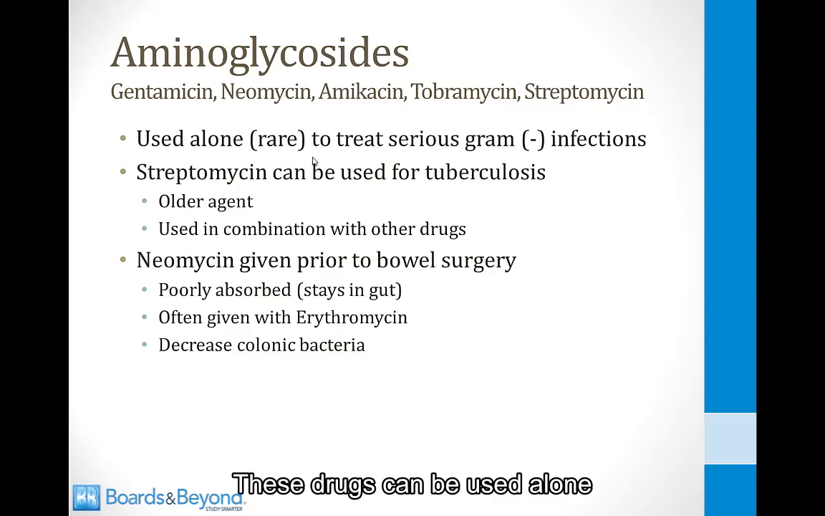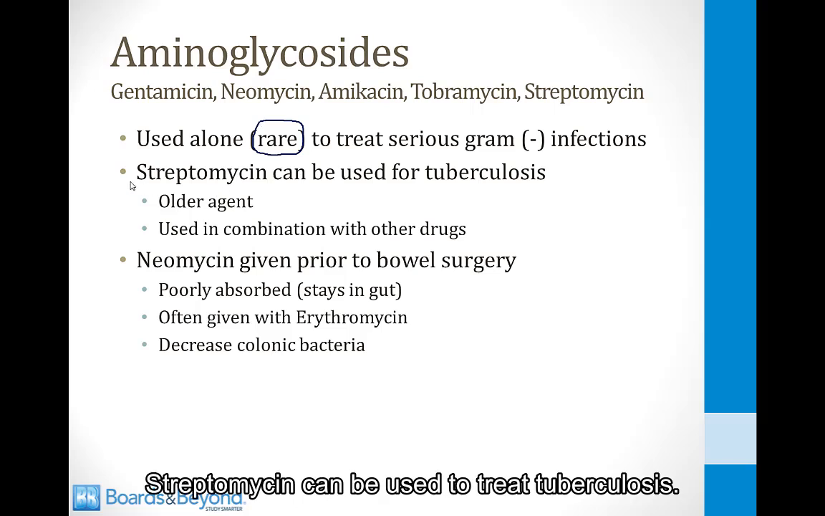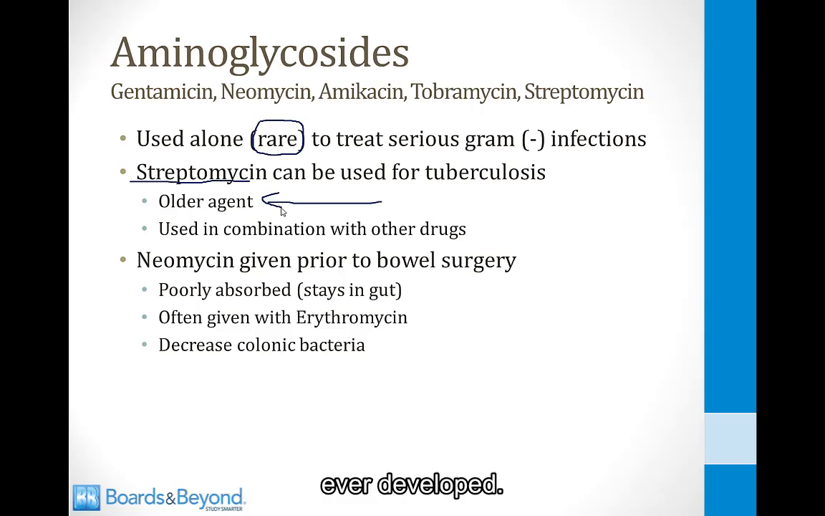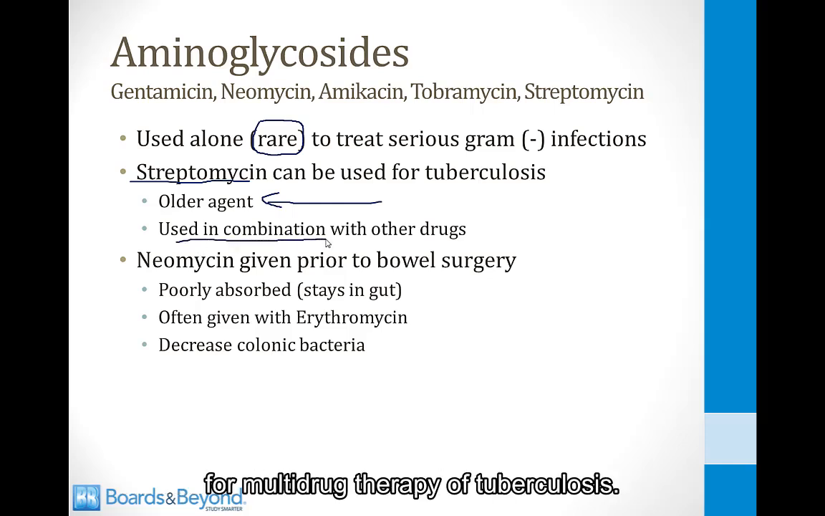These drugs can be used alone to treat serious gram-negative infections, although that's rare. Usually they're used in combination with other drugs. We'll talk about that in a minute. Streptomycin can be used to treat tuberculosis. It's an older agent. In fact, it was the first anti-tuberculosis drug ever developed. Nowadays, it's used in combination with other drugs for multi-drug therapy of tuberculosis.